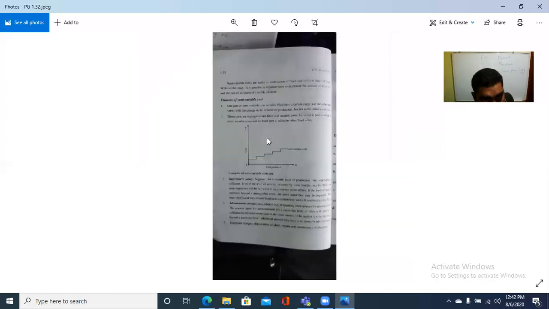Only up to a particular level it should be fixed, and more than that it should be a variable one. Because based on whether the level of activity is increasing or not, variable cost is also increased. Up to a certain level only it becomes fixed. So that is the semi-variable cost.